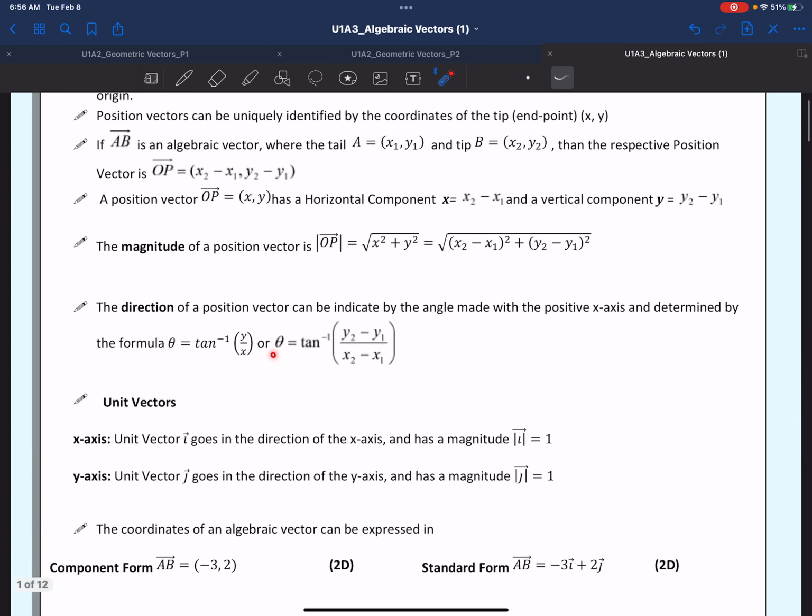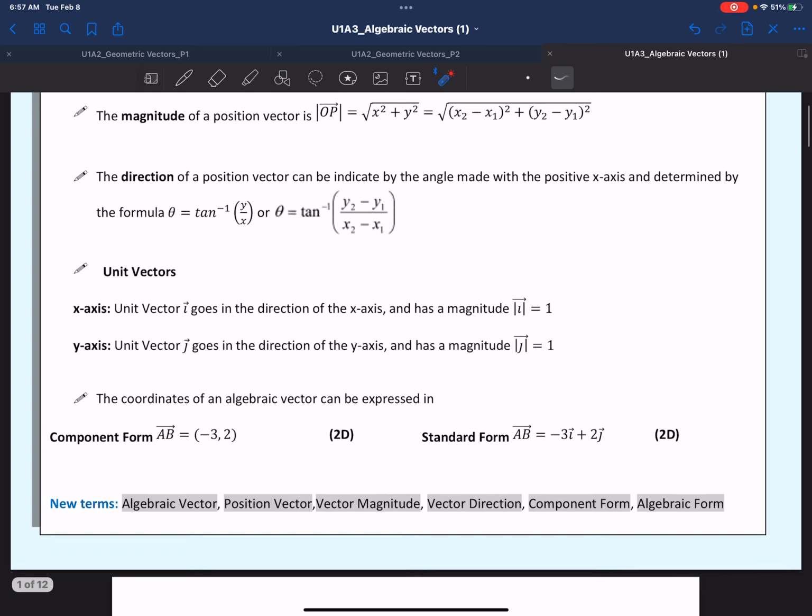So this is where this comes from. Theta will be inverse tan y over x. And with y being y2 minus y1 for the respective algebraic vector, then we can write the other formula which applies to any algebraic vector.